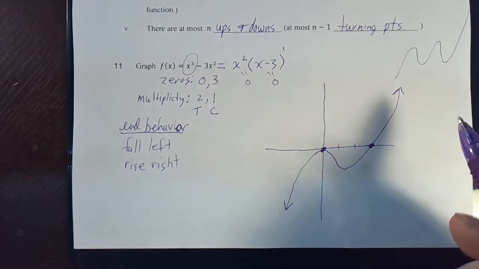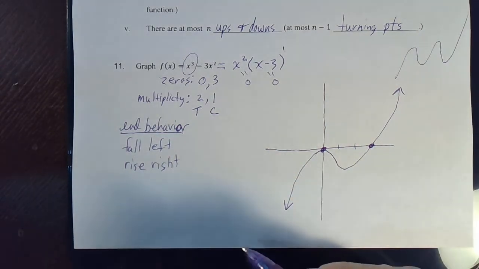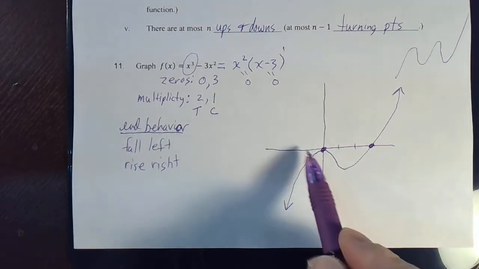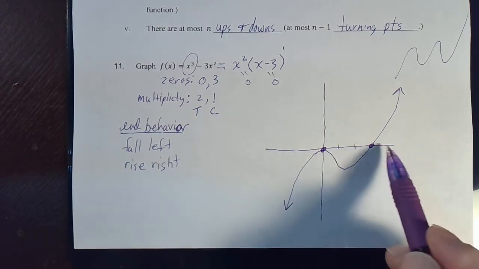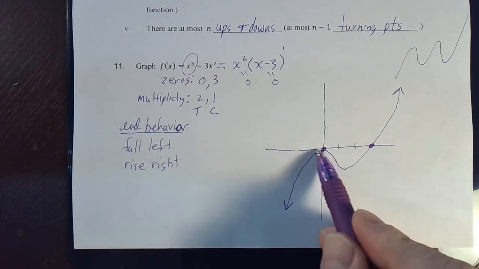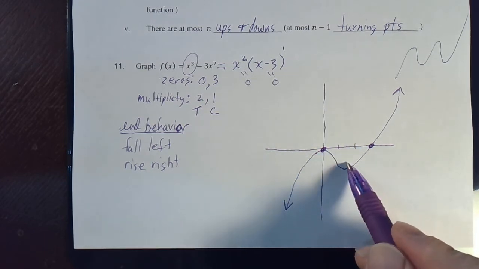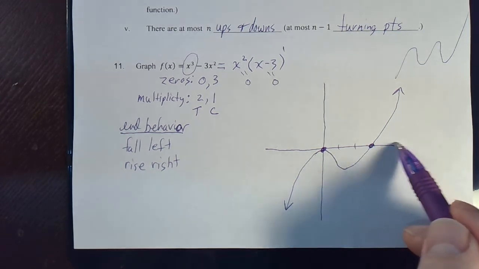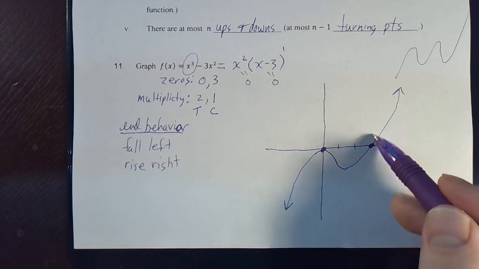Another way of doing it, if you forgot about the end behavior, would just be compute some test points. 1 or 2 to the left of this one, 1 or 2 in the middle, 1 or 2 to the right. You'd find out that if you come out here, you get a negative number. If you go in between them, you get a negative number. And if you go to the right of this one, you get a positive number. And that would be enough information to give you this graph as well.